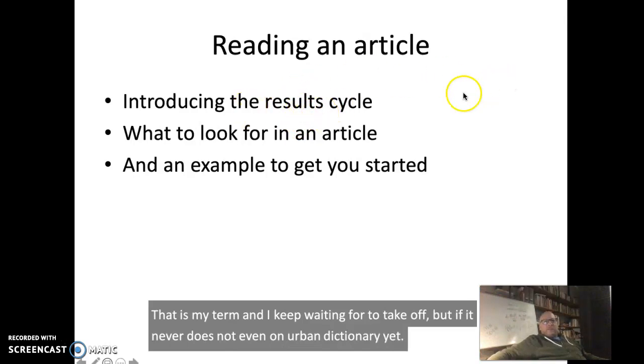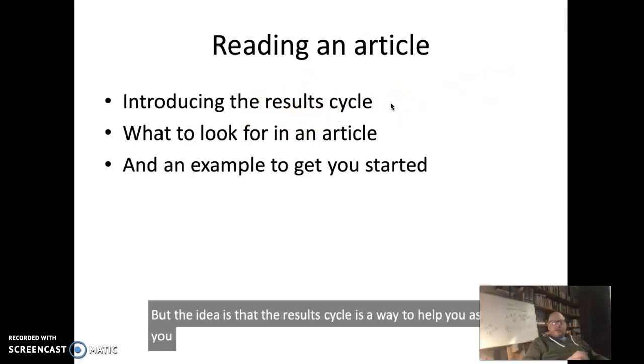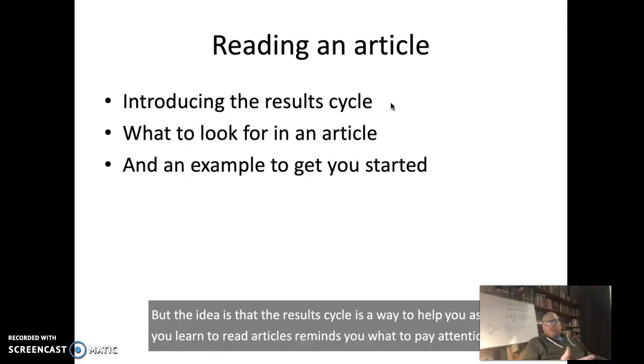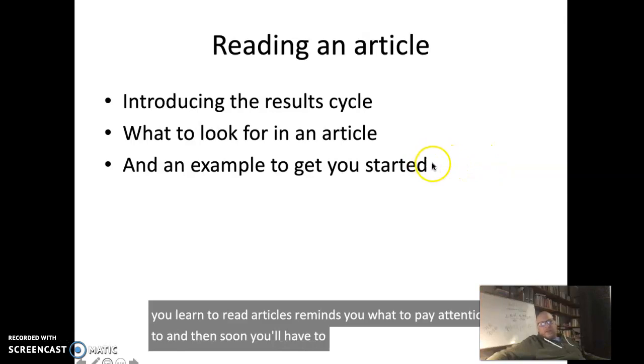But the idea is that the results cycle is a way to help you, as you learn to read articles, reminds you what to pay attention to. And then soon you'll have to write some statistical reports on your own, and it'll help you write that as well. So it'll tell you what to look for in an article, and I'll define it real quick, and then we'll walk through an example from a fairly straightforward study that I think will help you figure this out.